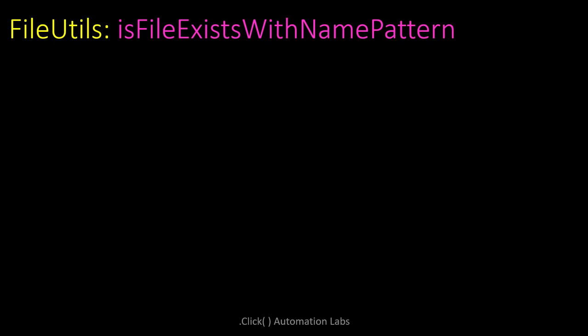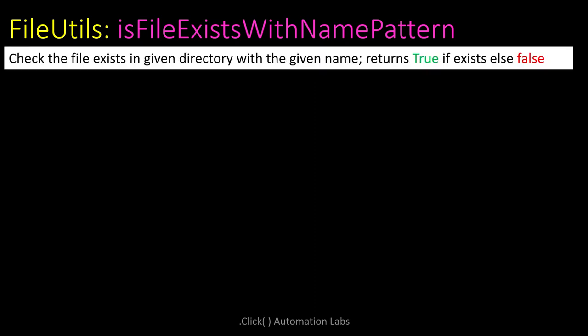This method is isFileExist with name pattern. Sometimes we may need to search whether there is any file that exists with test, whether there is any file that exists with QA, or any file that exists with some specific name pattern. In such cases this would be a very helpful method. This will check for the file existence in the given directory with the given name, but not exactly with the given name, with regular match expressions. So regular expression match. This also returns boolean values. If it finds, then it returns true, else it returns false.